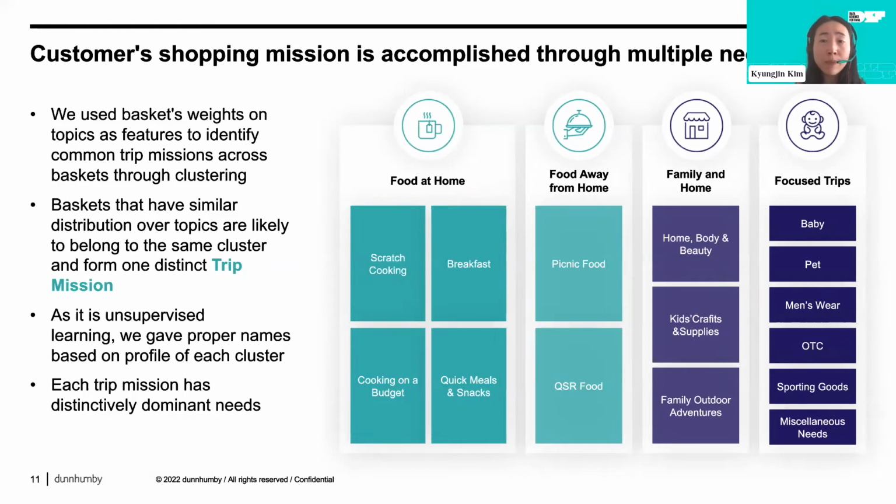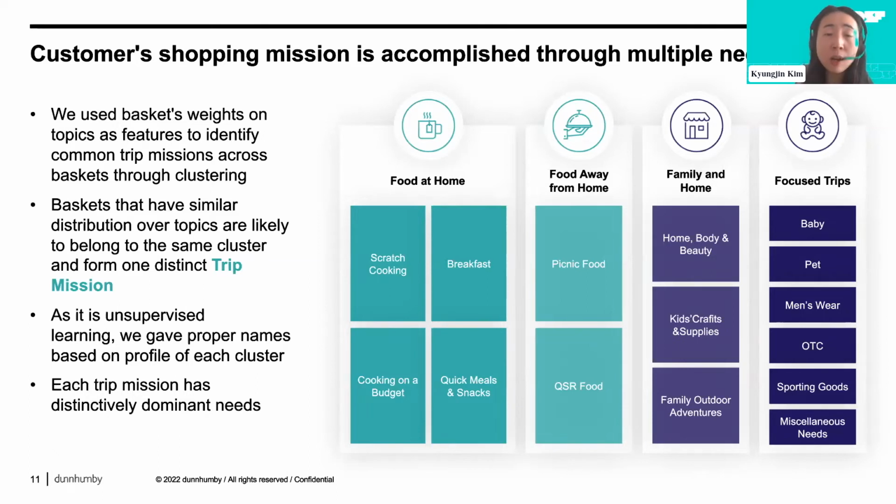So we look at various metrics such as size of clusters, spend per basket, quantity per basket, over-indexed categories, seasonality, and some customer profile such as price sensitivity and retailer loyalty. These are the missions we identified from clustering for one of our retail clients.